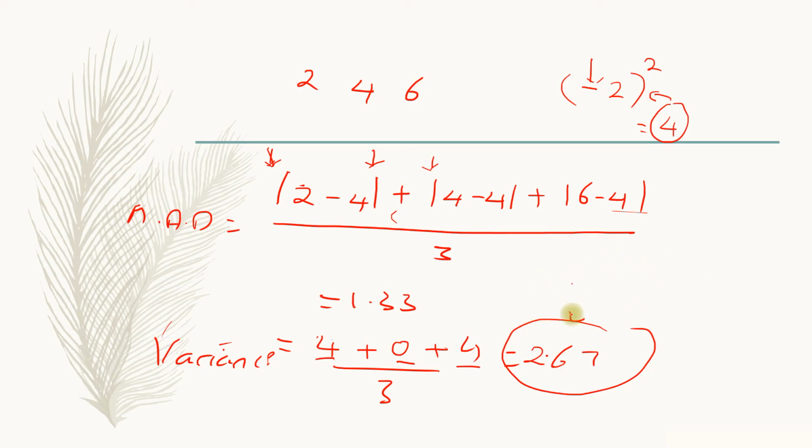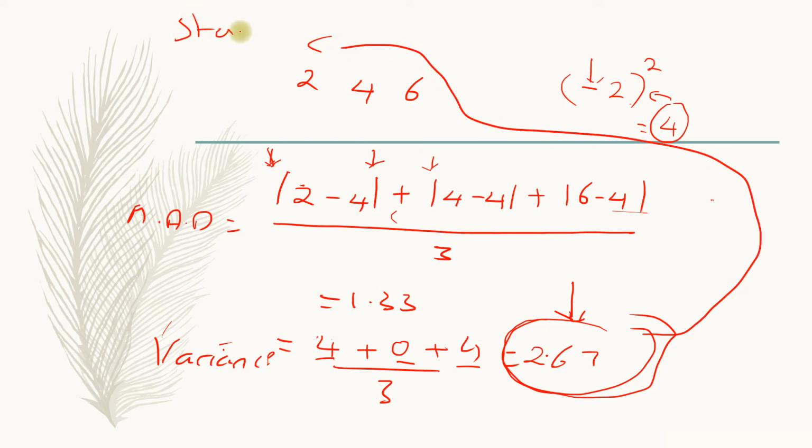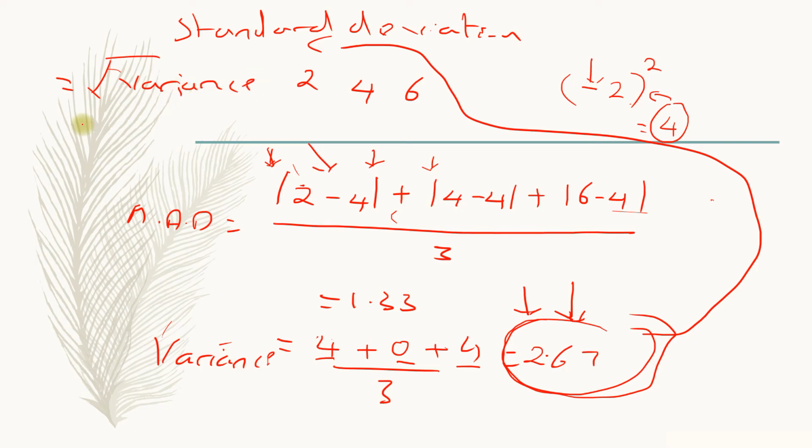This is why, because we have inflated the deviations twice, we want to deflate this measure now. How can we deflate this measure? By the standard deviation. The standard deviation means that you are bringing this 2.67 to a scale which is relevant to the deviation directly, not to the deviation squared. So the standard deviation is equal to the root of the variance. All right. So you just need to take the root of this value 2.67 and you will get your solution to this problem. So let me just calculate it for you.